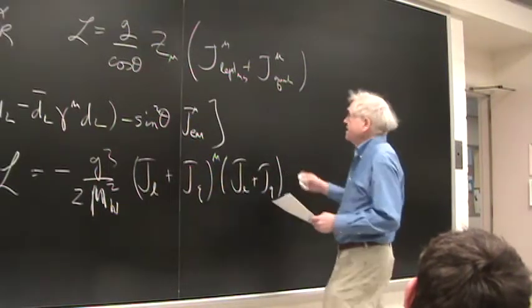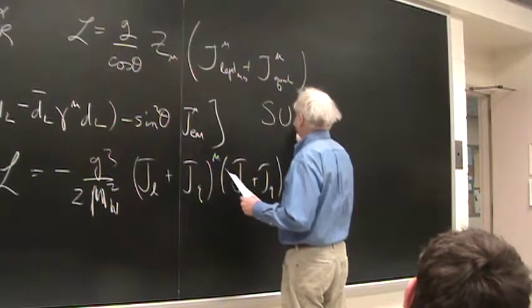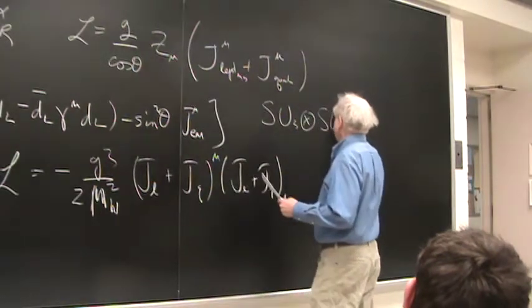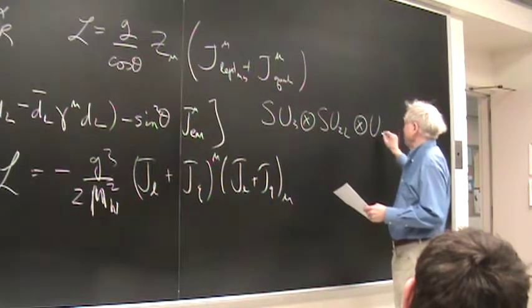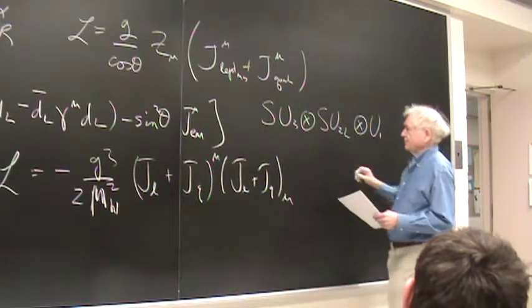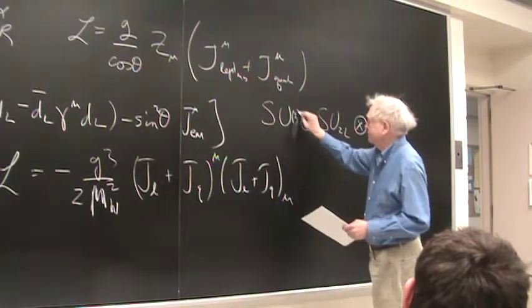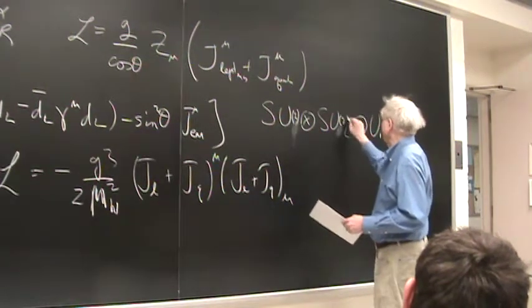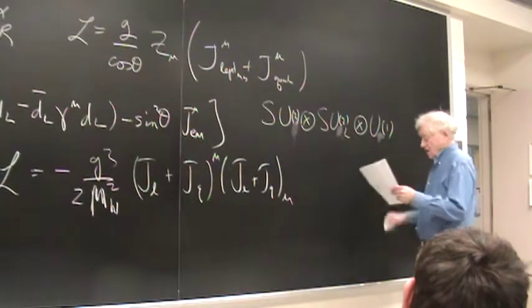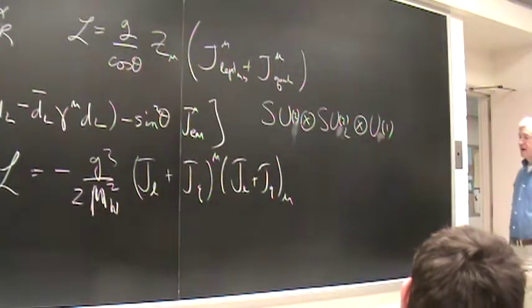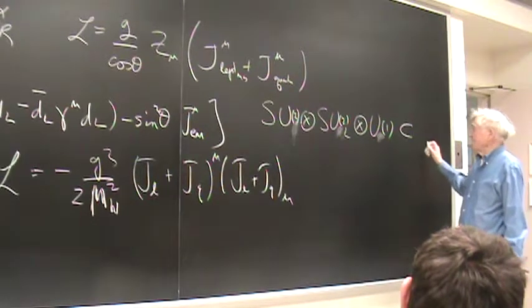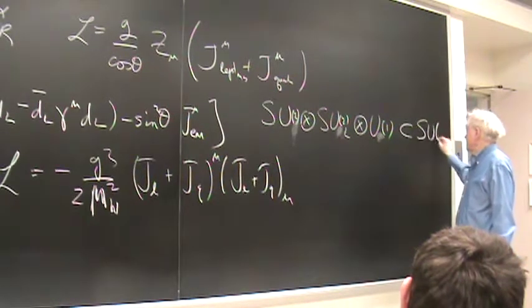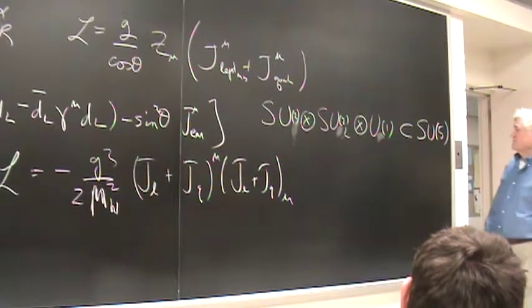What they did was they wanted to combine SU3 cross SU2 left cross U1 of hypercharge. They wanted to combine them inside a theory, and they decided the smallest compact group that did that was SU5.